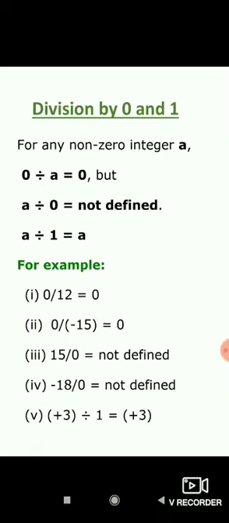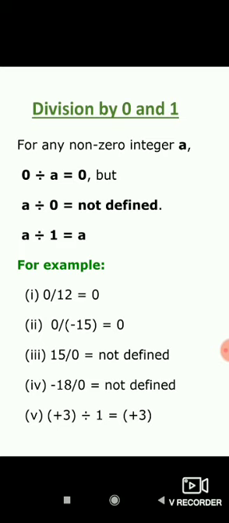Next property is division by 0 and 1. It says that for any integer a which is not 0, 0 divided by a is equal to 0, but a divided by 0 is not defined, and a divided by 1 is a itself. Let's understand this with the help of an example again.